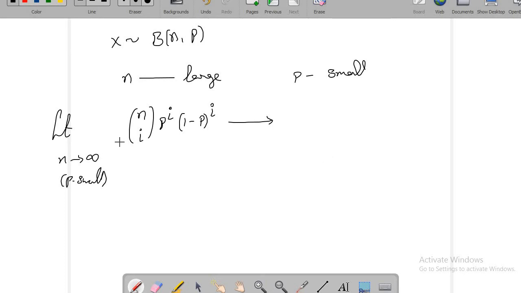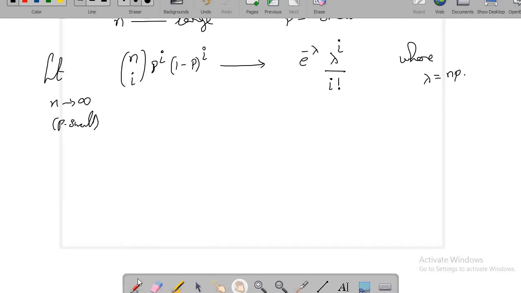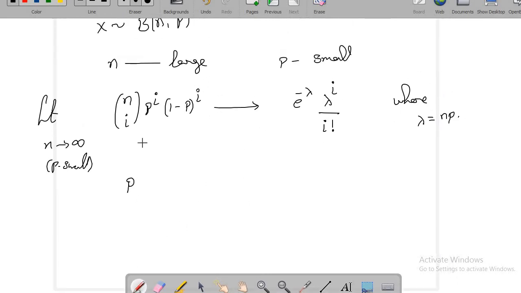Now it is found that this expression converges to e power minus lambda into lambda power i by i factorial. This is where it converges, where lambda is equal to n into p. So as n goes to infinity when p is small, this entire expression converges to e power minus lambda into lambda power i by i factorial. So the probability that x is equal to i will go to e power minus lambda into lambda power i by i factorial.